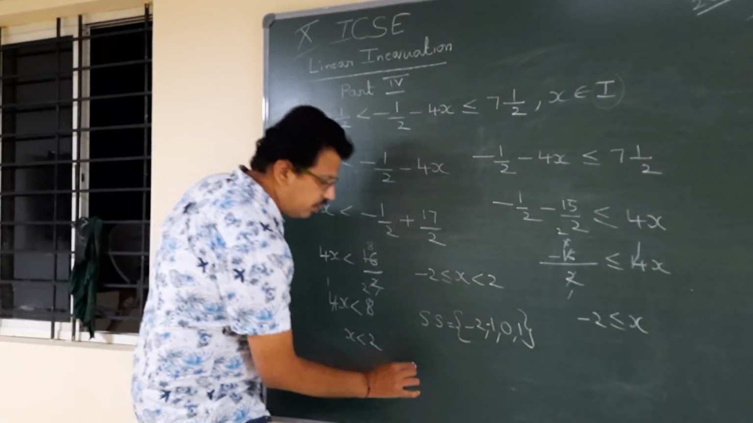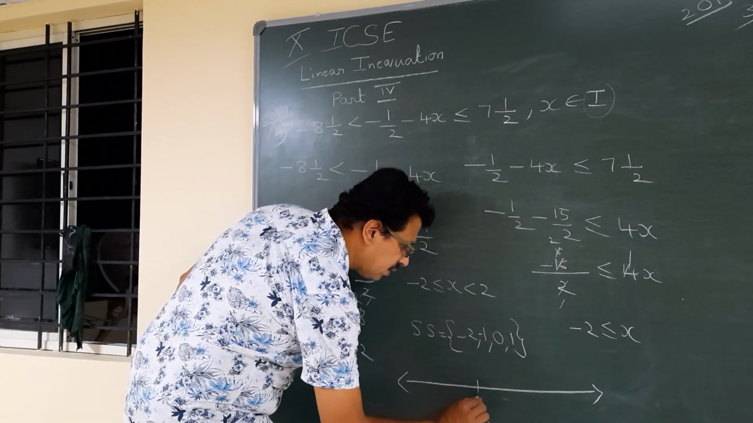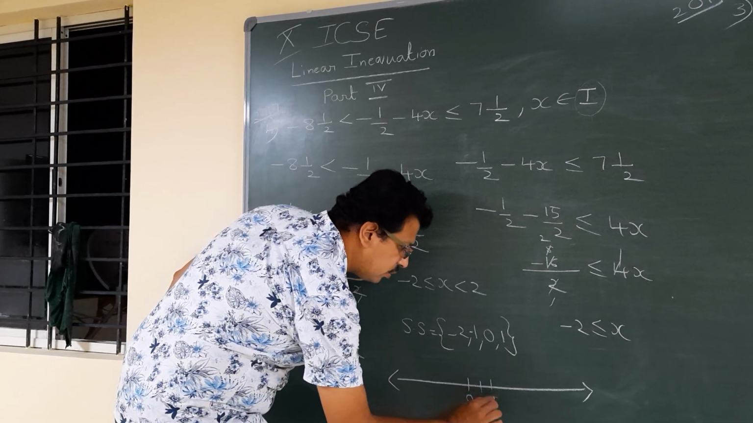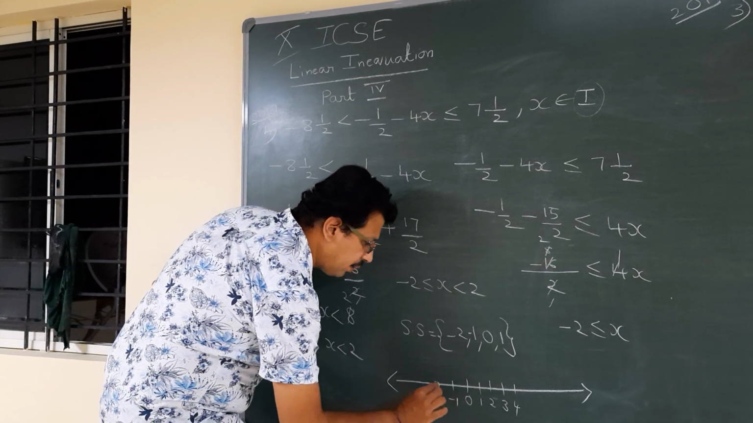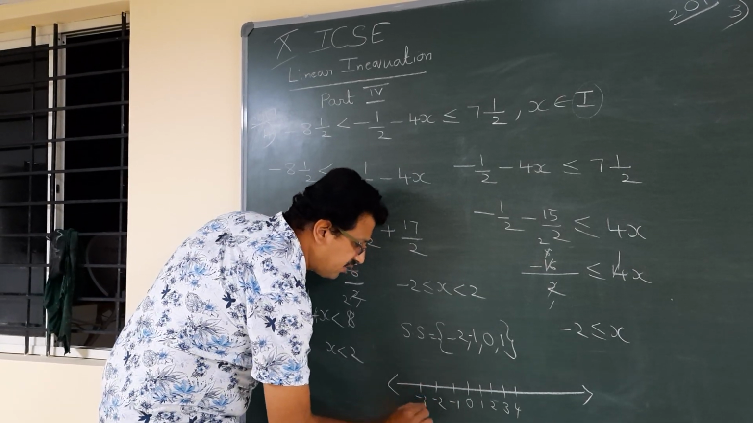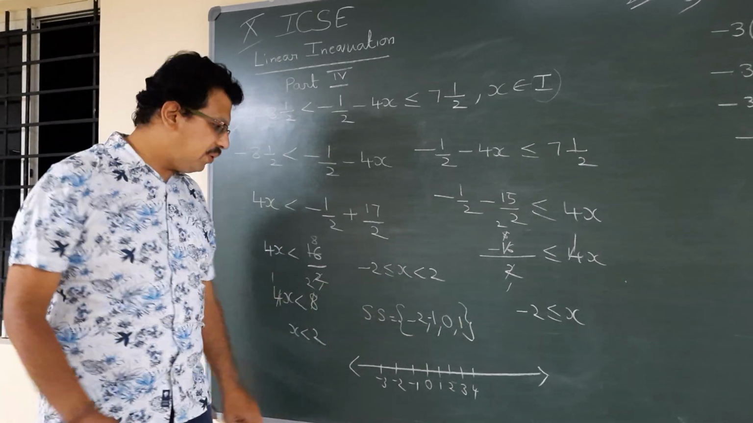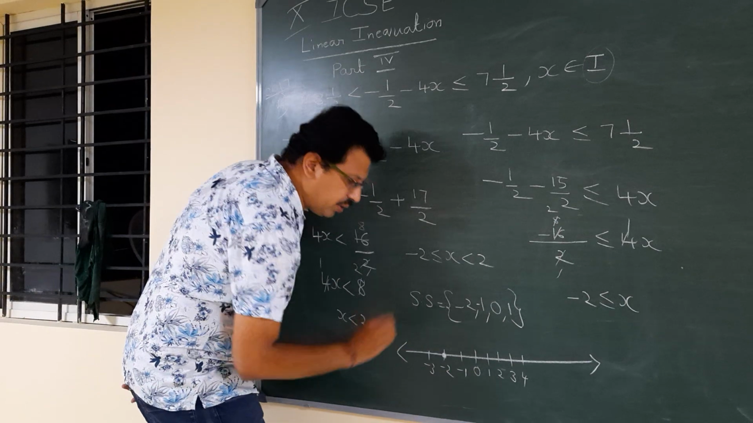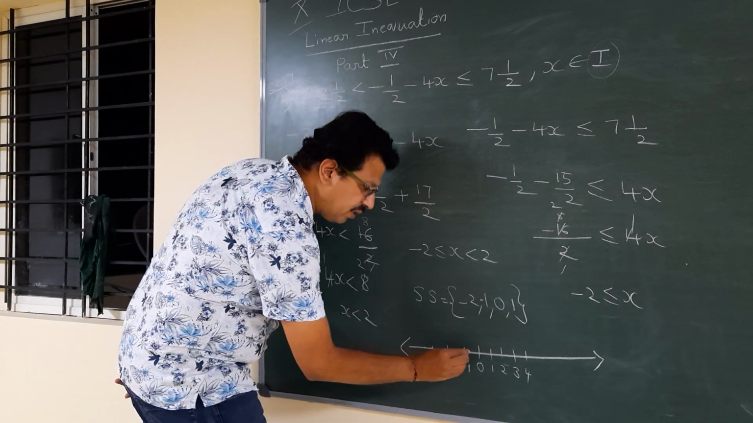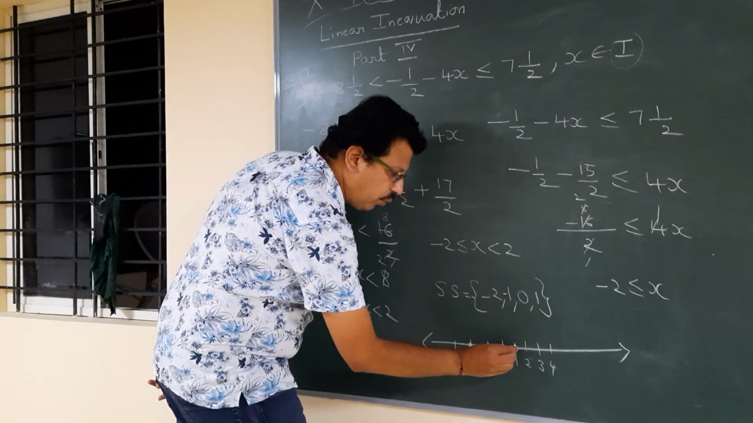So now we should draw the number line. It is 0, 1, 2, 3, 4, minus 1, minus 2, minus 3. So now minus 2, minus 1, 0, 1. These numbers you have to darken. So that is minus 2, you have to darken it. Minus 1, you have to darken it. 0, you have to darken it. And 1, you have to darken it.